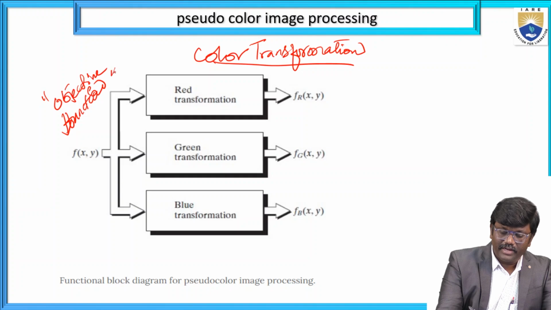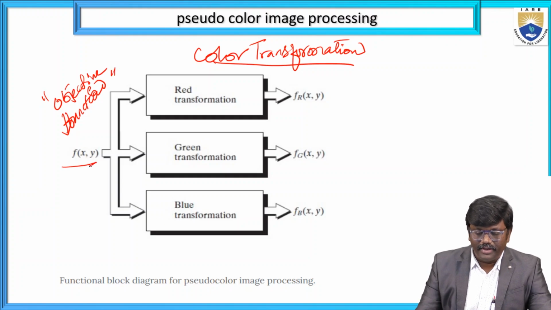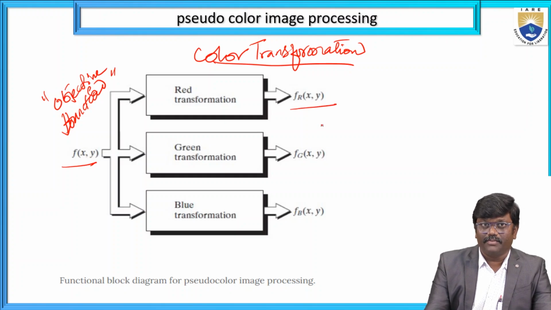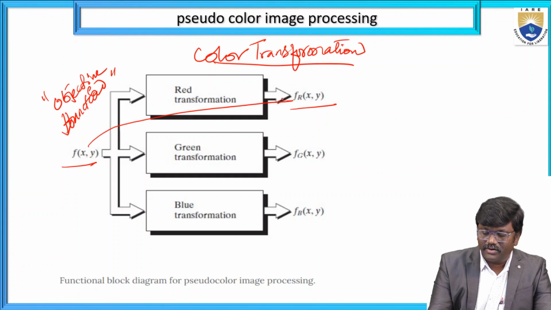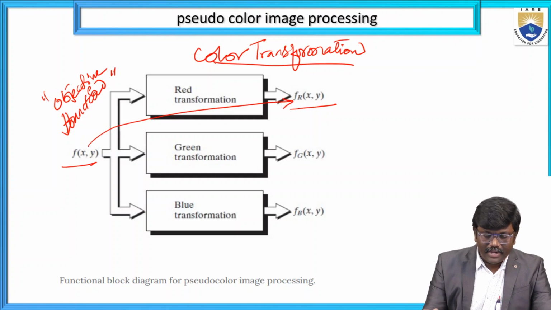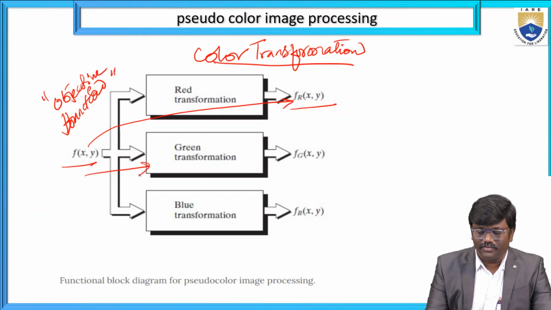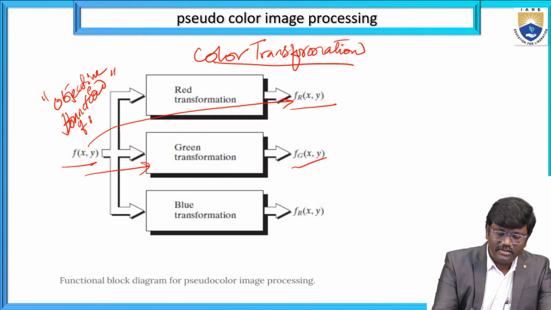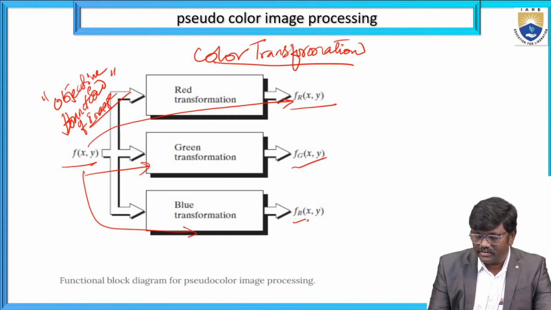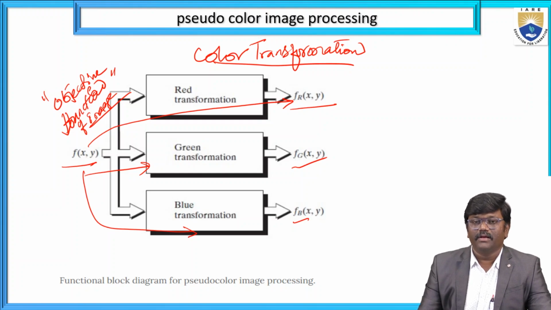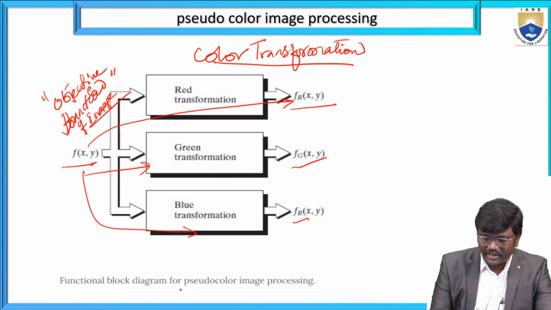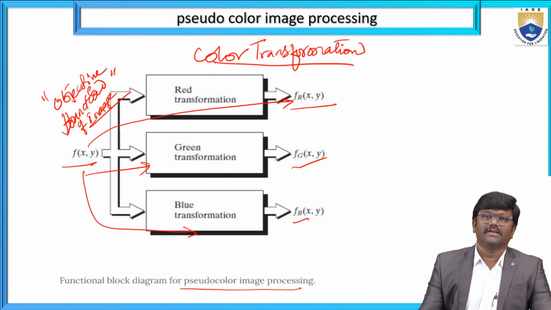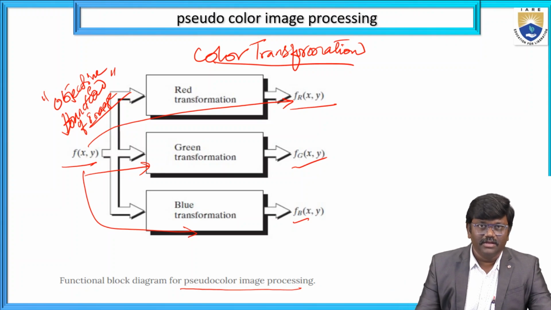From your object, what we can understand here is f of x comma y, where red transformation is f suffix r of x comma y. That means your f of x comma y is transformed right now only for red color image processing. Whereas if you go to green color transformation, in the notation we define f suffix g of x comma y. Where your object function of an image is right now transformed to the blue color is f suffix b, that is, we simply say f suffix b of x comma y. So this is what we want to understand as a pseudo color image processing simple functional block diagram in aspect of color transformation definition.